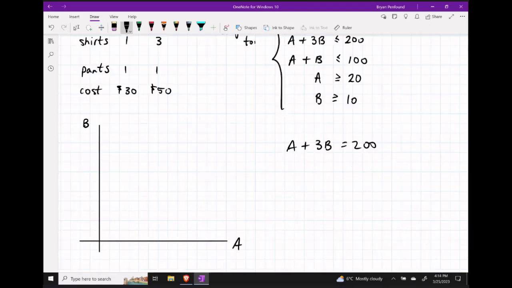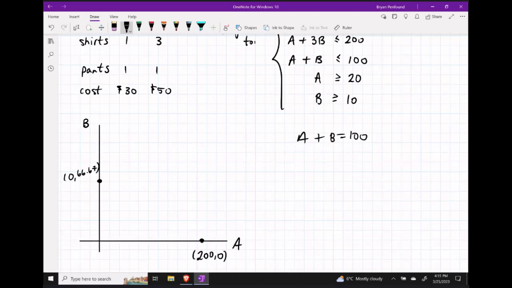Next, let's go ahead and try to plot out our constraints so that we can see where our feasible region is. If we take our first constraint of A plus 3B is equal to 200 and set A equal to 0, we can solve for B by dividing by 3. That gives us 66.67. And next up, if we assume that B is equal to 0, that's going to give us A is equal to 200.